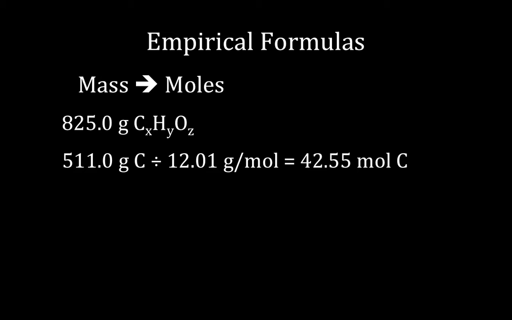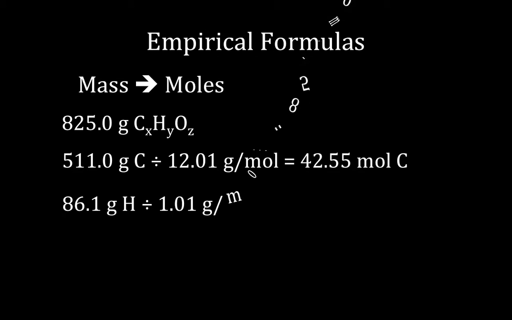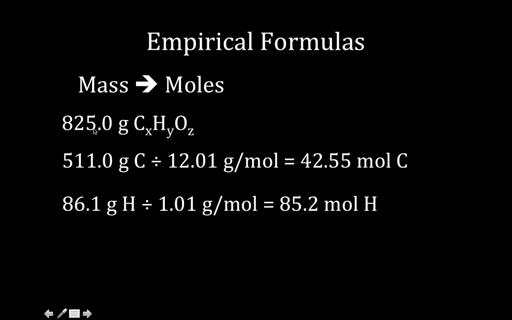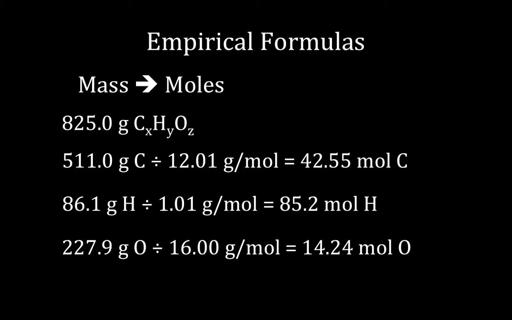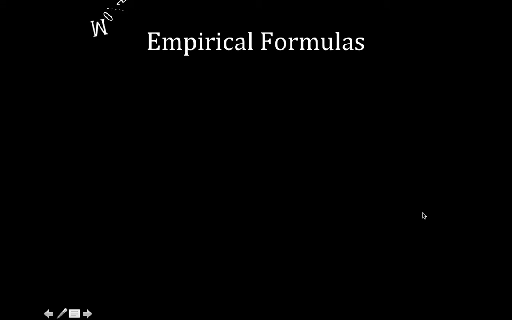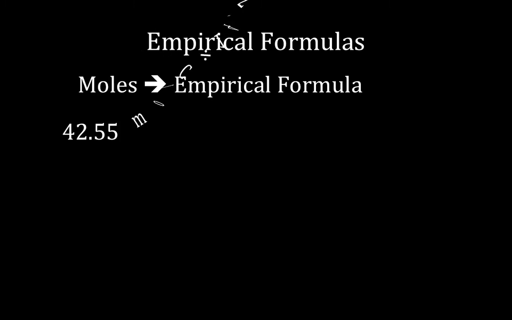Well, the 511 grams was given, 42.55 moles carbon. 86.1 grams of hydrogen was given, 85.2 moles of hydrogen. We take these two numbers away from 825, and that will give us our oxygen. Well, we now have our moles of each beastie. And we can see that this is the smallest number. So we're going to divide everything by 14.24 moles of oxygen. That's what we're going to do on our next slide. So we're doing part C here.